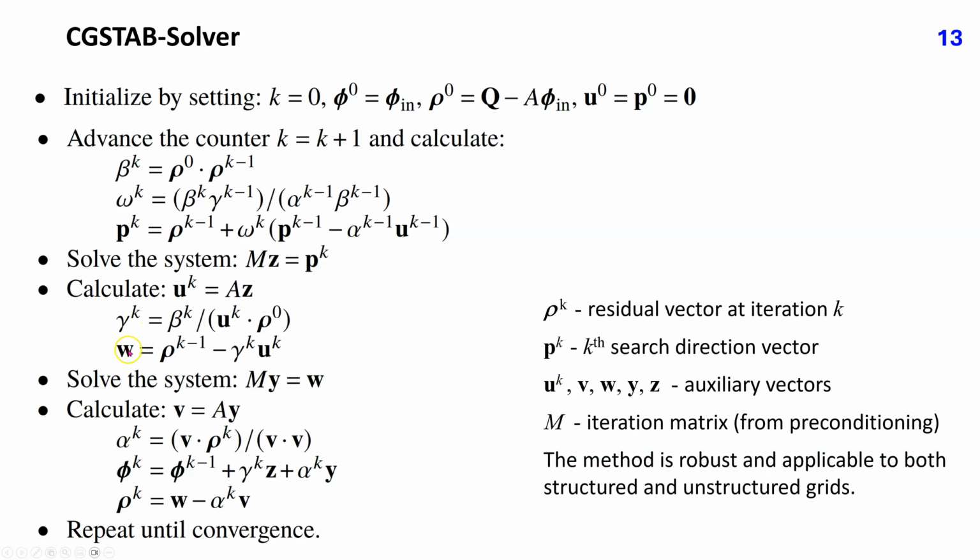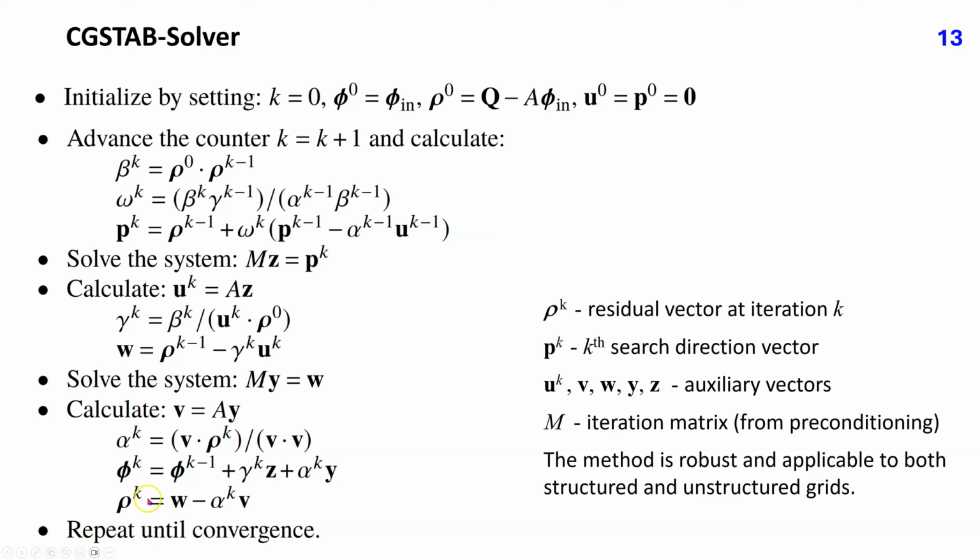An auxiliary vector w is then computed as the residual vector from previous iteration minus gamma k times vector uk. We then solve the system matrix M times vector y equal vector w and calculate vector v as the product of the matrix A and vector y. The ratio of the scalar products of vectors v and ρ k and vector v with itself is denoted as alpha k. Finally, the solution vector phi k is updated by adding to the value from previous iteration the product of gamma k times z vector and alpha k times y vector.